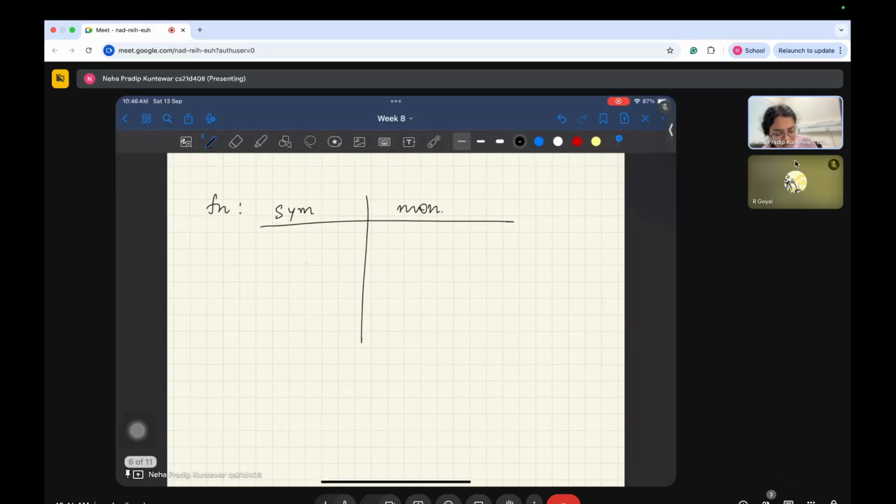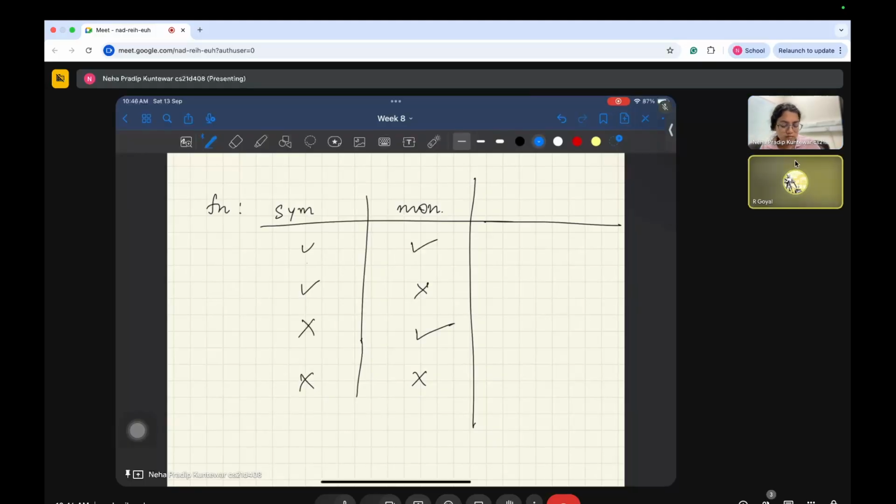Okay, can there be functions that are symmetric and monotone, symmetric but not monotone, not symmetric but monotone, and not both? So can we think of examples? I forgot, in the previous session it was a long example. So monotone would say if x1 is less than x2, then f of x1 is less than f of x2. Yes, correct.